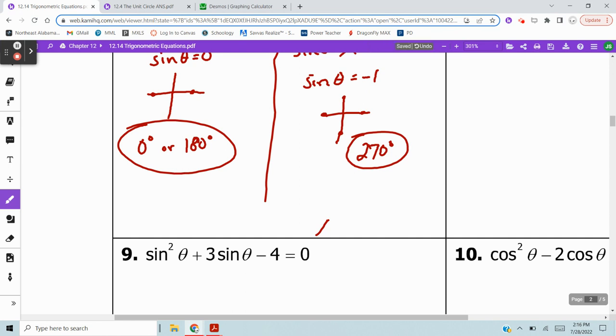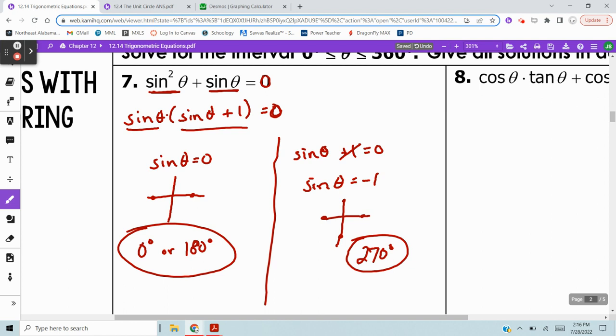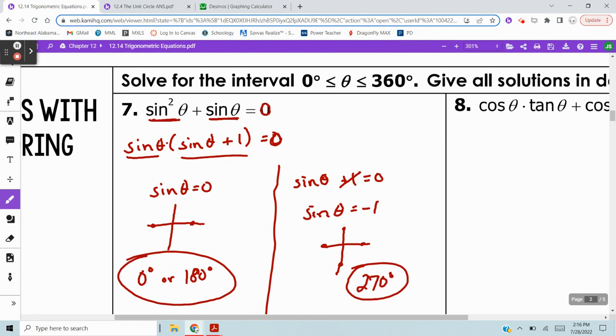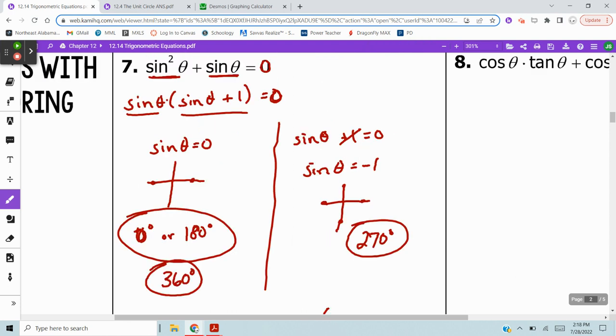And just a quick reminder again that since it's sine, you could also add rotations. And that is important because I just noticed something. We're looking for all answers from 0 to 360, including 360. So if you were to add 360 to this, that actually gives you another answer at 360 degrees that would be included in that range. So there's all my answers.